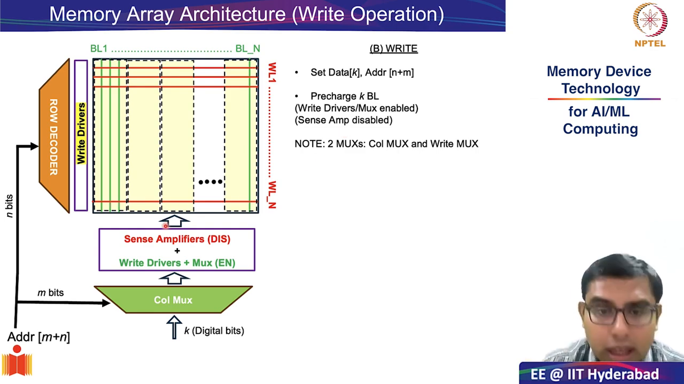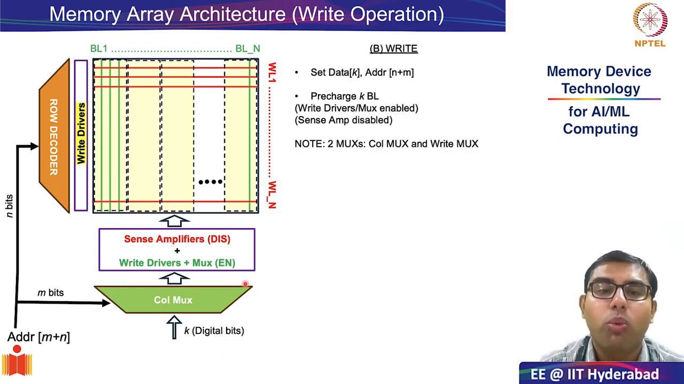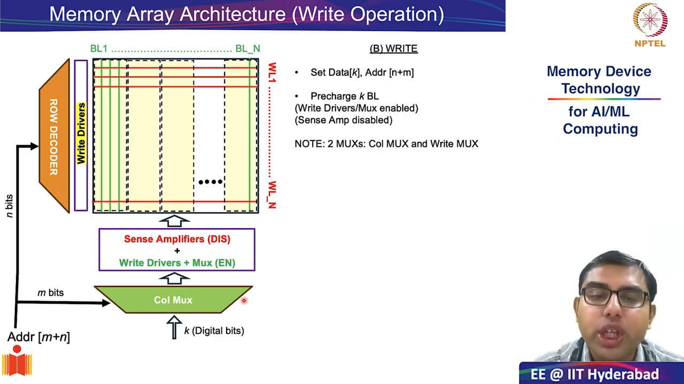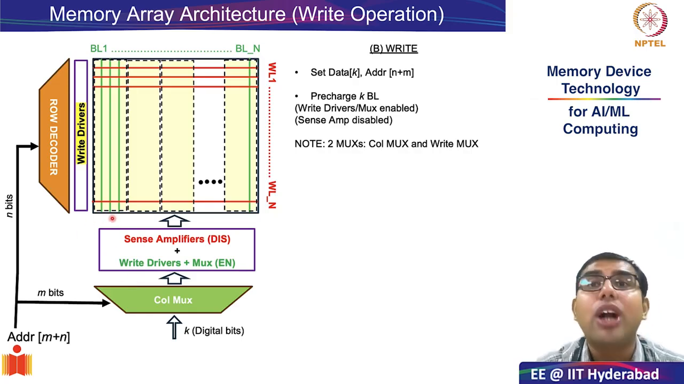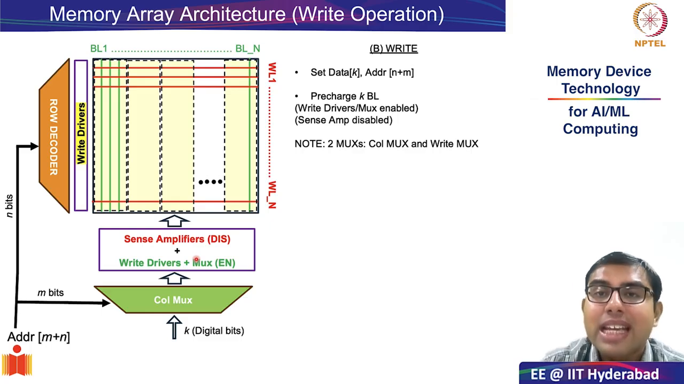Please note here, often it could be confusing that there are two kinds of muxes in this design. One is the column mux. The objective of the column mux is to decide which of the 2 to the power of m bit lines are to be written into, and there is another mux called the write mux. The objective of the write mux is, during the write cycle, to enable the write drivers and disable the sense amplifiers. During the read cycle, this mux is disabled and only the sense amplifiers are active.